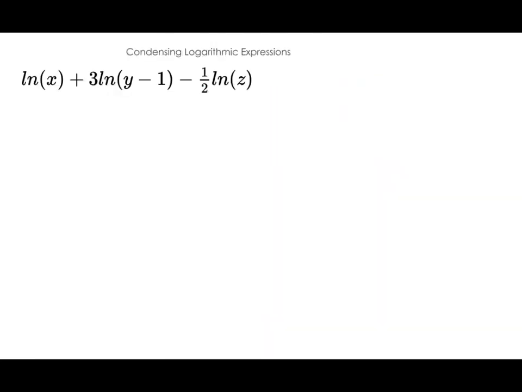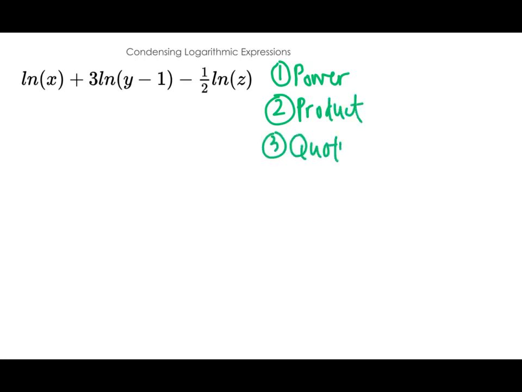So now let's talk about condensing, going the opposite direction, right? We're going from multiple logs down to one log now. And the cool thing is the properties are the same, we just apply them in a different order. So this time we're going to start with the power rule, then we're going to do the product rule, and then lastly we'll do the quotient rule. Okay, but the same rules apply.